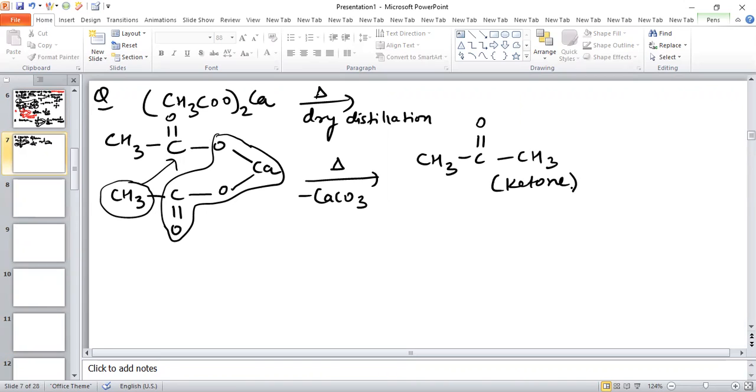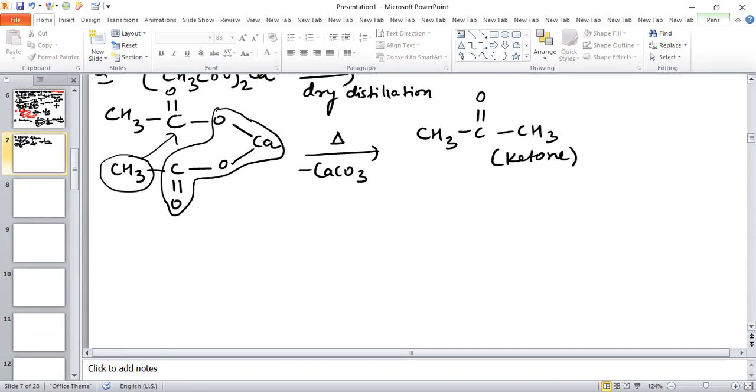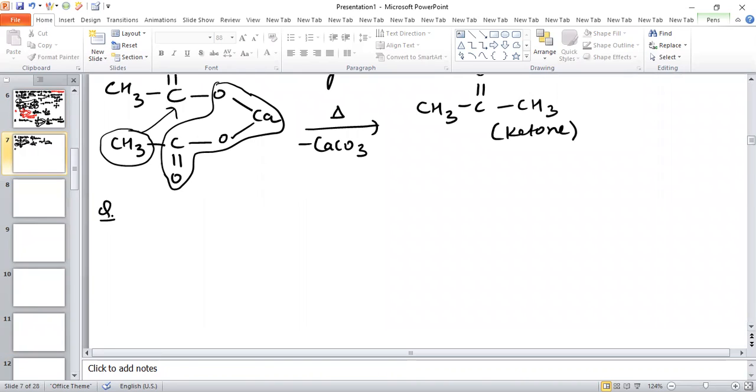In the same way, if the reaction is like this, I'm discussing the question with you related to this. The question is basically the compound given is RCOO twice calcium, and another compound given is R dash COO twice calcium. So what is the product obtained in this case?